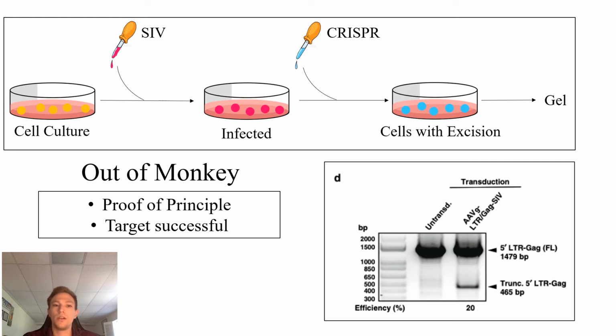Shown here in D, it's just showing that their targeting was successful. As a control, they have some untransduced cells, which show no excision. And then they have the cells treated with CRISPR, in which they show the full length of the genome, and then the actual excised regions done by CRISPR. These excised regions show that it was successful in removing these targeted areas. So following success here, they moved into in vivo and ex vivo studies.